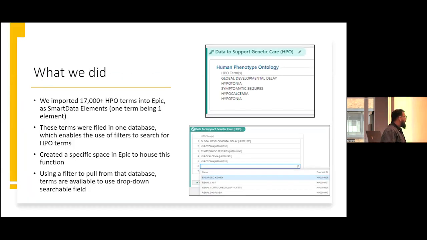So what did we do? We took those 17,000 plus HPO terms, and I'm not going to bore you with all the details, but we downloaded them as a JSON file. We broke it down and looked for the two main data points, which were the ID of the HPO term and the label of the HPO term. We took those and integrated them into Epic using something called a smart data element. What that essentially means is that one element equals one HPO term.